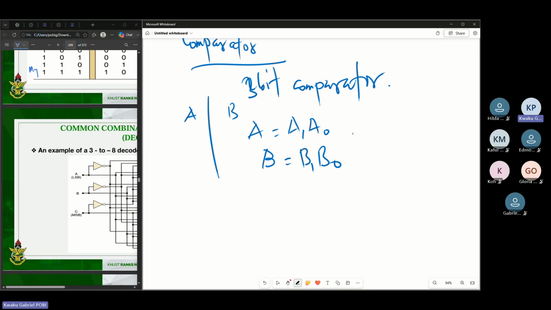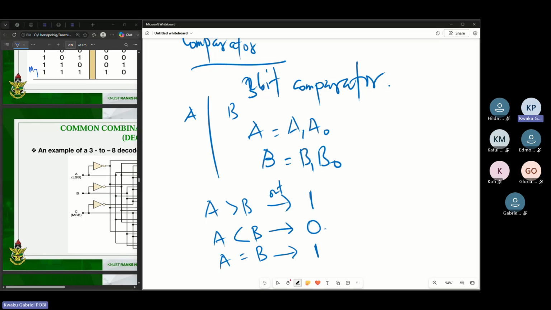Let's say the conditions that he can give you is when A is greater than B, your output should be 1 or a high. When A is less than B, your output should be a 0. And then when A is equal to B, your output should also be a 1.